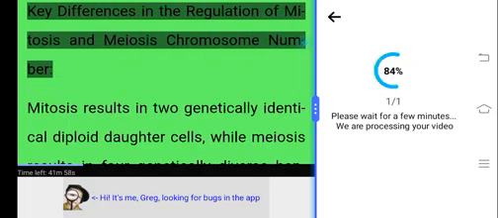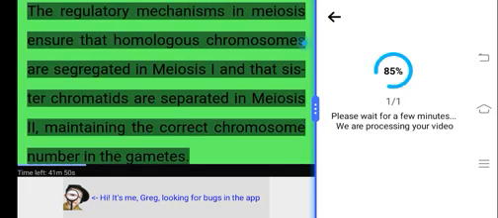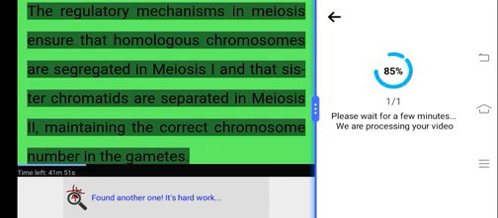Key differences in the regulation of mitosis and meiosis. Chromosome number. Mitosis results in 2 genetically identical diploid daughter cells, while meiosis results in 4 genetically diverse haploid cells. The regulatory mechanisms in meiosis ensure that homologous chromosomes are segregated in meiosis I and that sister chromatids are separated in meiosis II, maintaining the correct chromosome number in the gametes.